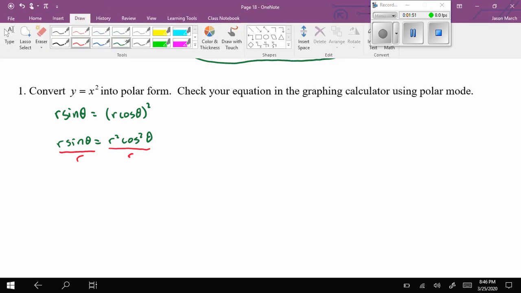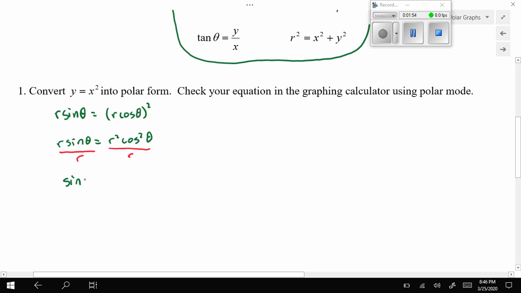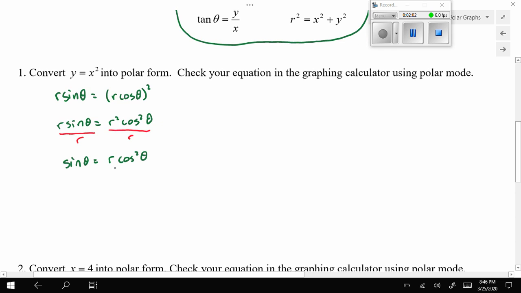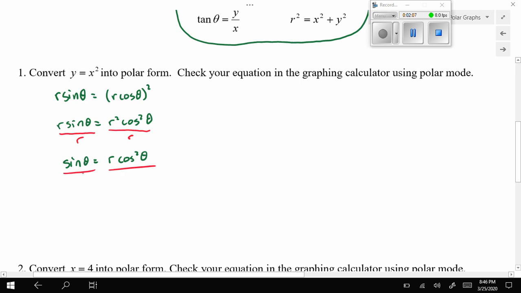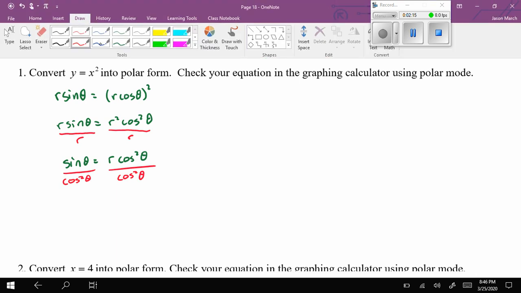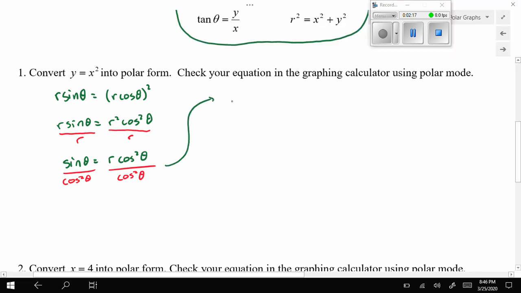And now we have an equation with sine theta equals r to the first cosine squared theta. And if I want to solve this for r, now I can divide both sides by cosine squared theta. And so when we do that, we get r equals sine theta over cosine squared theta. Totally a valid option as an answer.